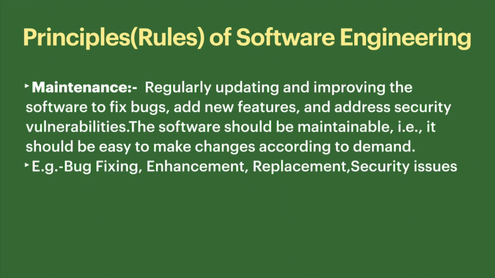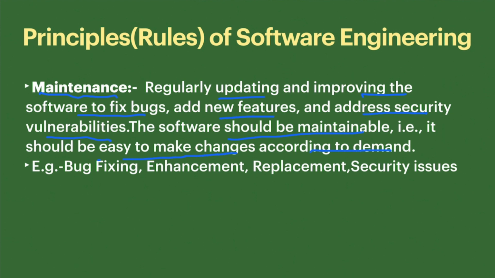So the next point is maintenance. We know that everything needs maintenance. If you are purchasing any electronic device for your home, maintenance is required for every item you use, like your TV, your AC, your refrigerator. All things require maintenance. In the same way, software requires maintenance. In software, we regularly update and improve it for bug fixing, new features, and addressing security. Software should be maintainable. It should be easy to make changes according to demand.